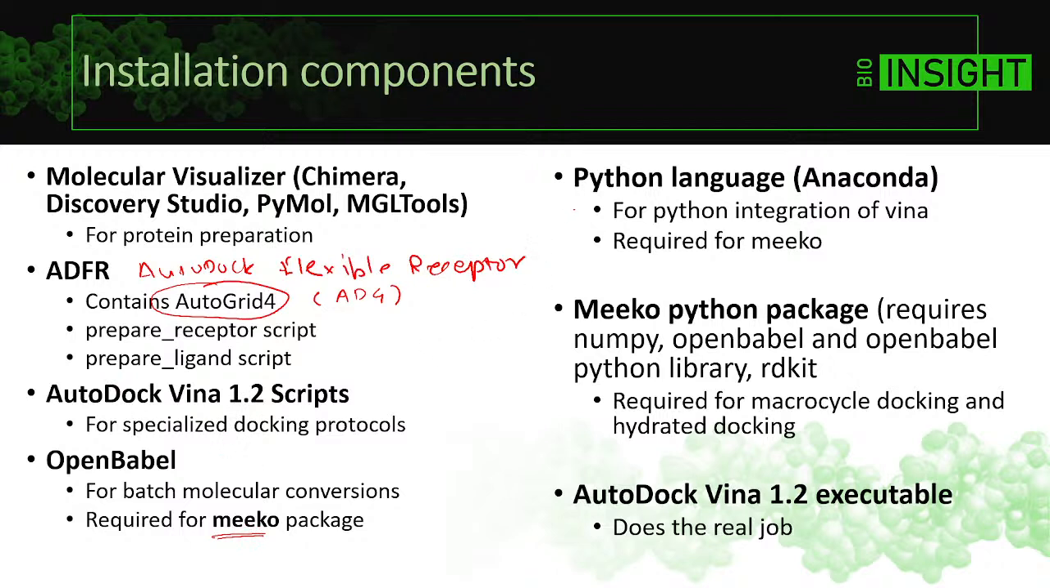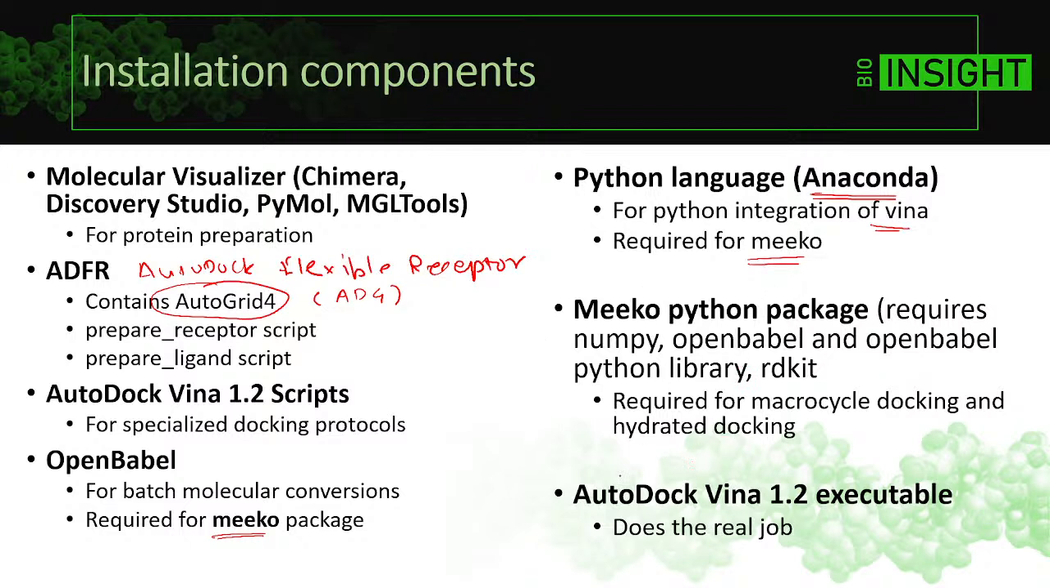If you want Python support, or a Python implementation of Vina, you will also need to install the Python language. I would recommend you install it through Anaconda, which is one of the Python distributions. It has all the necessary things set up, and it's easy and compatible with most of the libraries and other tools. So you can use this Anaconda installation to get the Python language. This will be required for Python integration of Vina as well as for the Meeko tool that you need to install. This Meeko Python package can then also be installed individually.